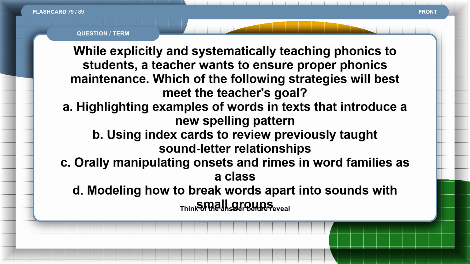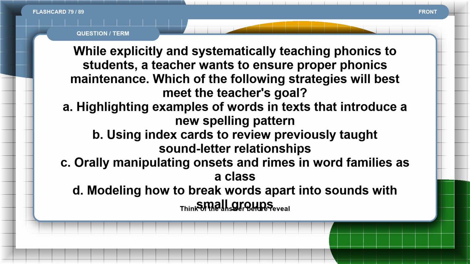Flashcard 79. While explicitly and systematically teaching phonics to students, a teacher wants to ensure proper phonics maintenance. Which of the following strategies will best meet the teacher's goal? A. Highlighting examples of words and text that introduce a new spelling pattern. B. Using index cards to review previously taught sound-letter relationships.